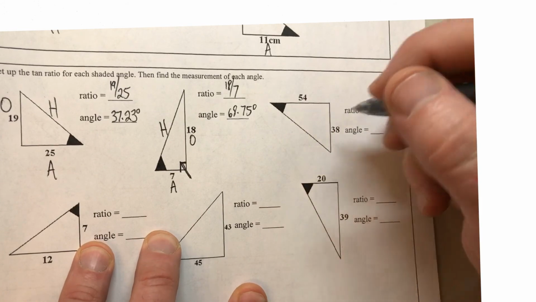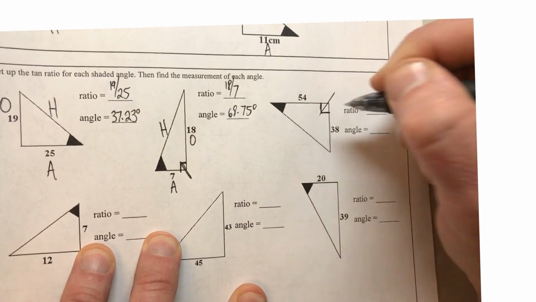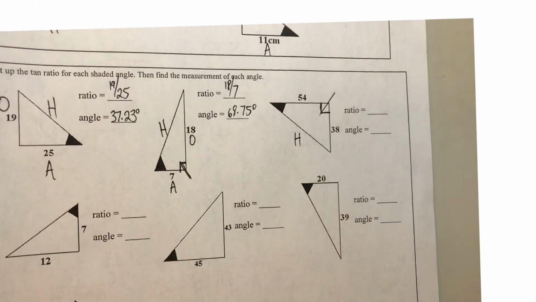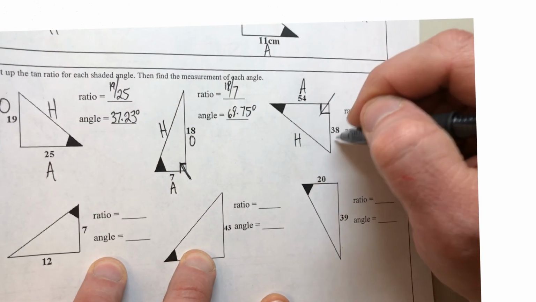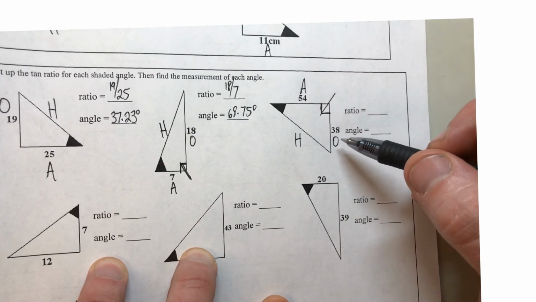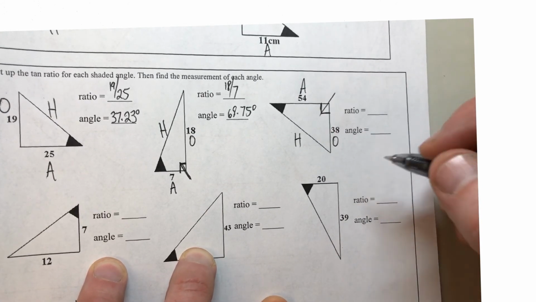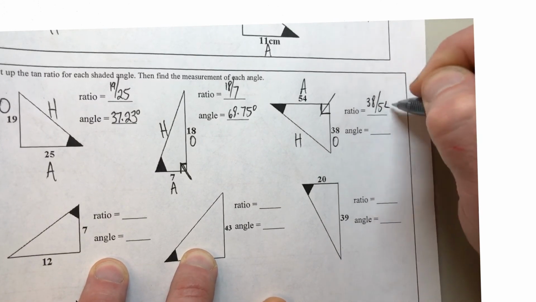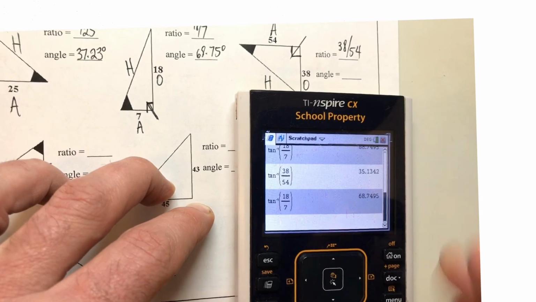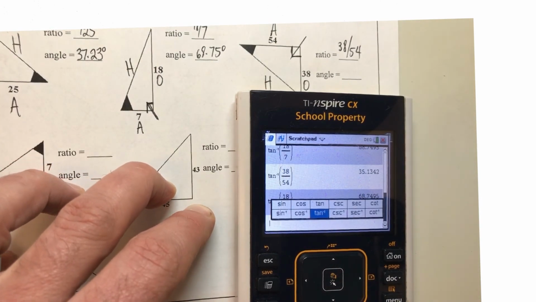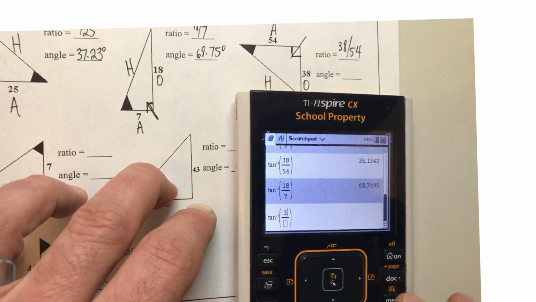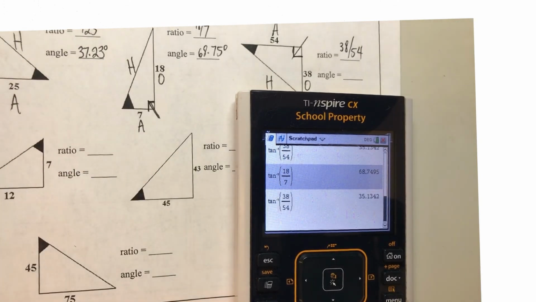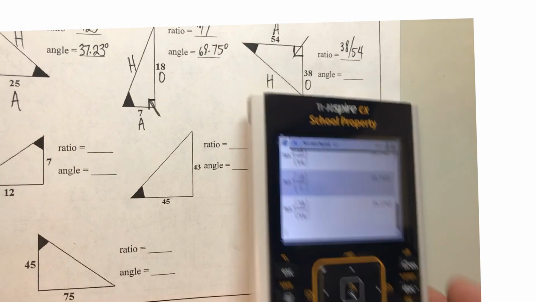Okay, next one. Which one is the H? The one with no number. They're all like that today, just to help you out. It won't always be like that, obviously. A is 54. O is 38. And our ratio is 38 over 54. I put opposite over adjacent, and now I'm going to type in tan inverse of 38 over 54. That's going to give me 35.13 degrees.